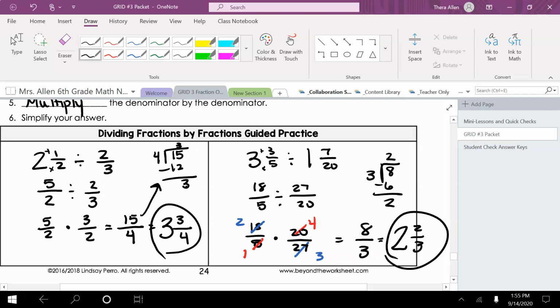You are going to move on to the next page, page 25. My signature is required when you're finished with this one. Do your best.